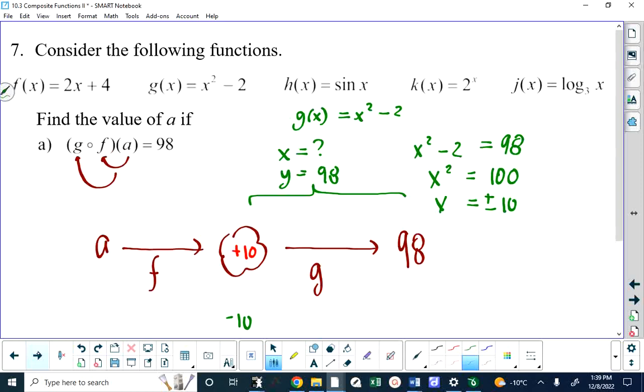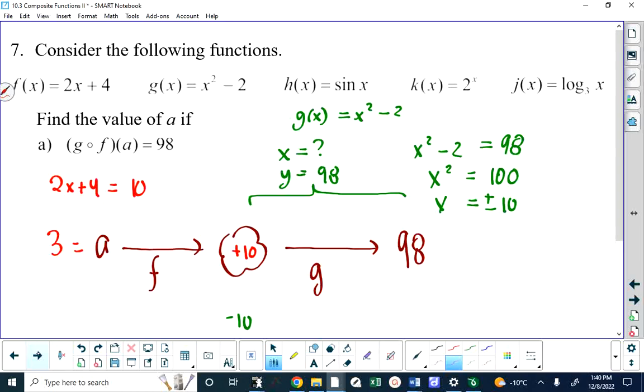Now, how do we figure out what number originally went in to F? Well, F is 2x plus 4, and the number that comes out of it is 10. So we have to solve this, and that is a pretty simple thing to do. We subtract 4 from both sides and divide by 2. So A equals 3 is a number that makes it work. And you can, if you like, double check here by putting 3 through, then putting the 10 through, and seeing that you get 98.